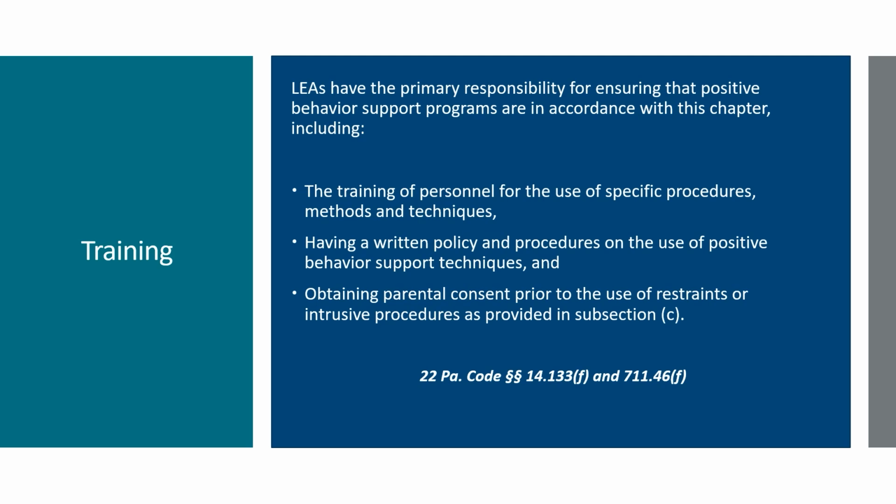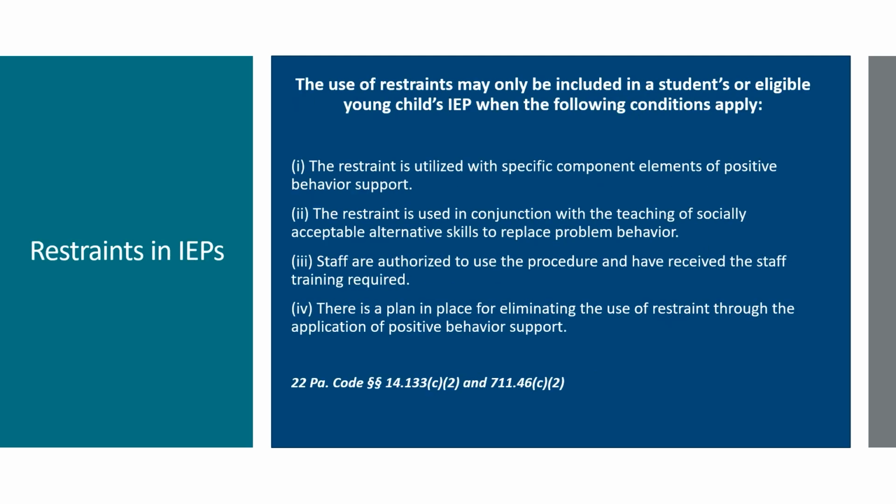The use of restraints may only be included in a student's or eligible young child's IEP when the following conditions apply: the restraint is utilized with specific component elements of positive behavior support. The restraint is used in conjunction with the teaching of socially acceptable alternative skills to replace problem behavior. Staff are authorized to use the procedure and have received the staff training required. And there is a plan in place for eliminating the use of restraint through the application of positive behavior support.